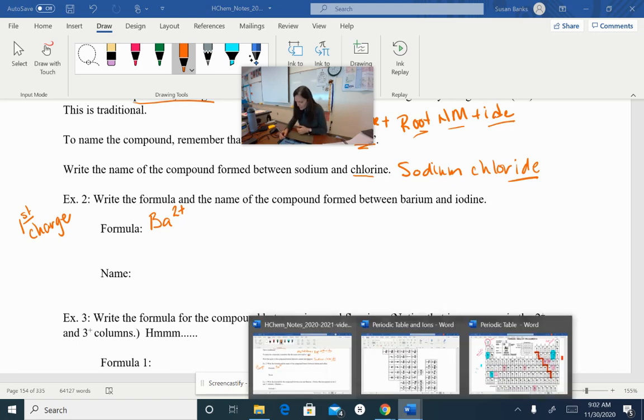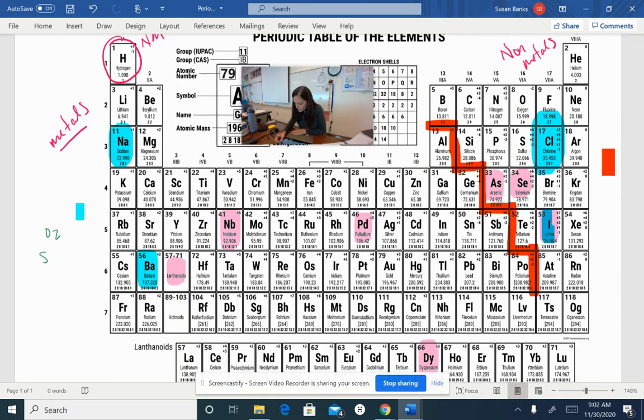Okay? And then the other thing, I need to look for iodine. So let's look at iodine. So iodine we've already determined is right here. It is in the halogen column, so it will give us a charge of negative 1.